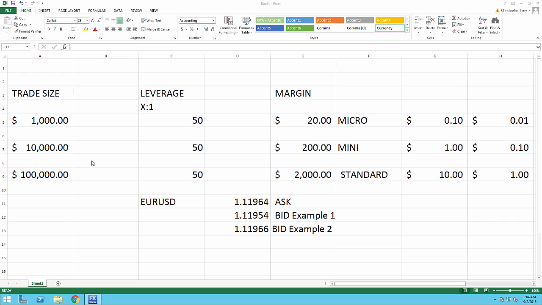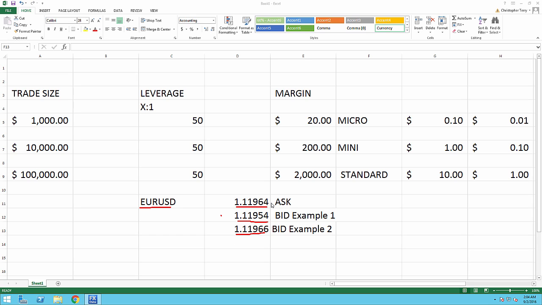So let's look at what we have here. We have an example of the EUR/USD. Remember we talked about the ask and then the bid. What I did also was give a second example of a bid. Okay, so let's just pretend this is the ask and this is the bid, this is the ask and this is the bid.